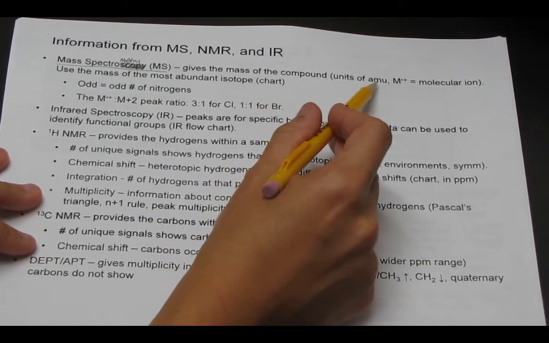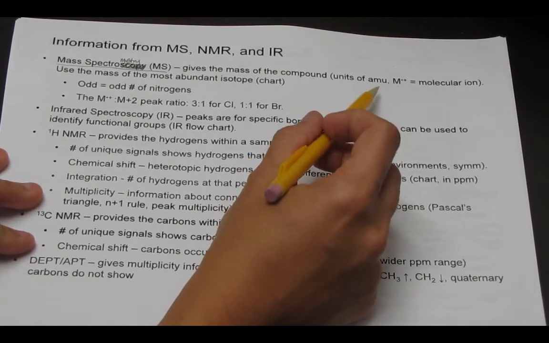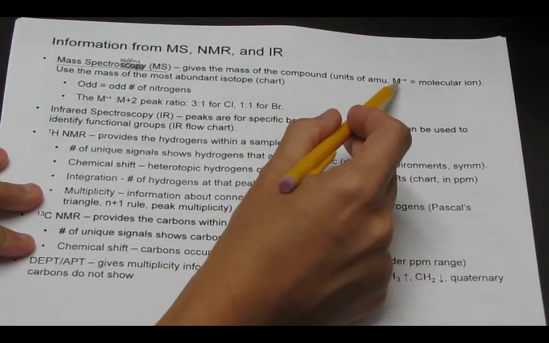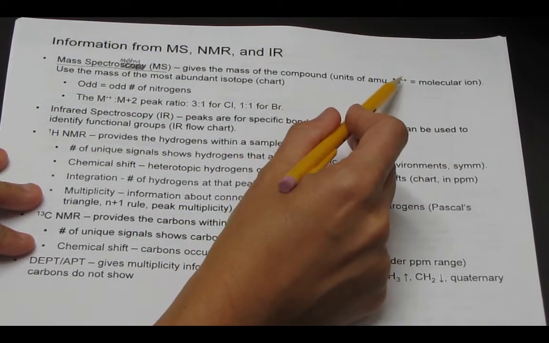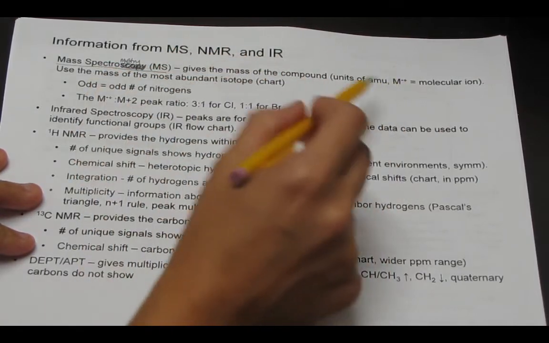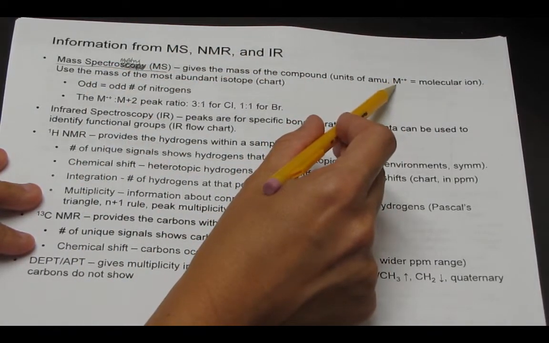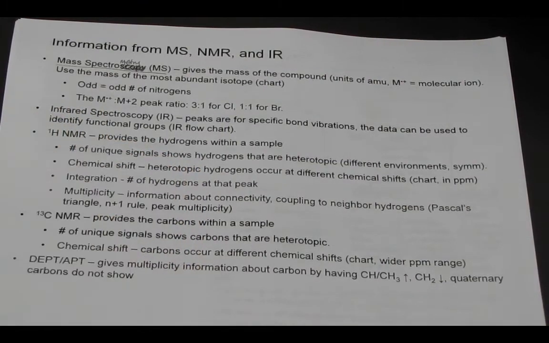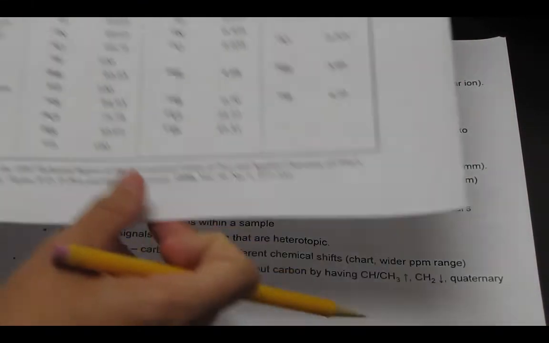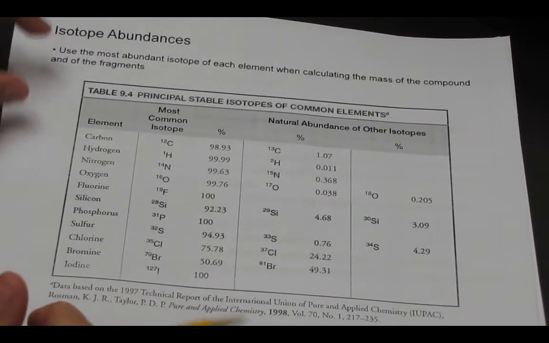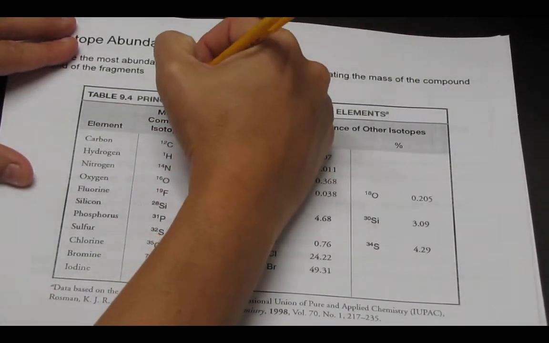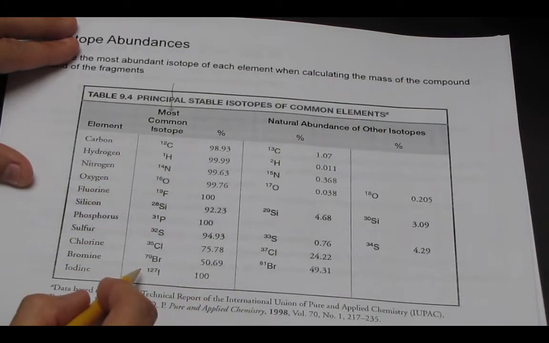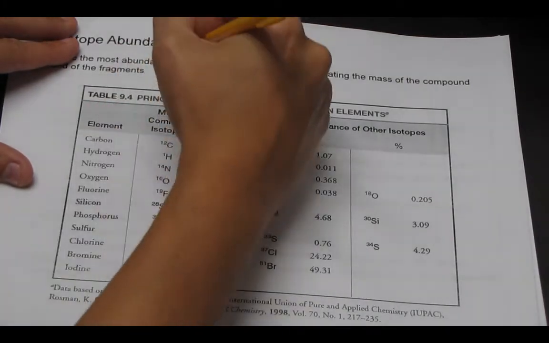It gives you the mass of the compound. The units are AMU. Basically, the molecular ion is your main compound, and that will be signified as M with radical cation, because that's what forms in a mass spec. To calculate the mass, you will have this isotope abundance chart. Keep in mind that you're focusing on this first column, using the mass of the most abundant isotope.